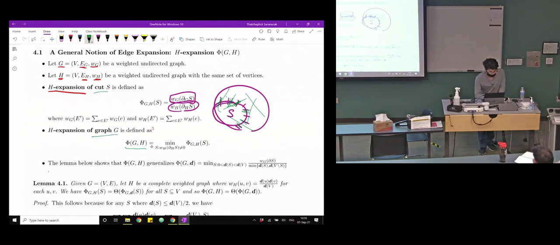The expansion of a graph is denoted by phi of G, H. And you just minimize over all cuts, so that this thing is well defined, like it's non-zero. Minimizing over all cuts, you get the expansion of a graph.